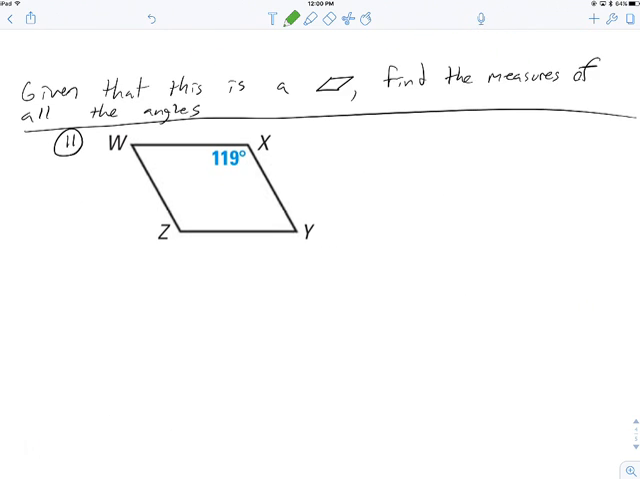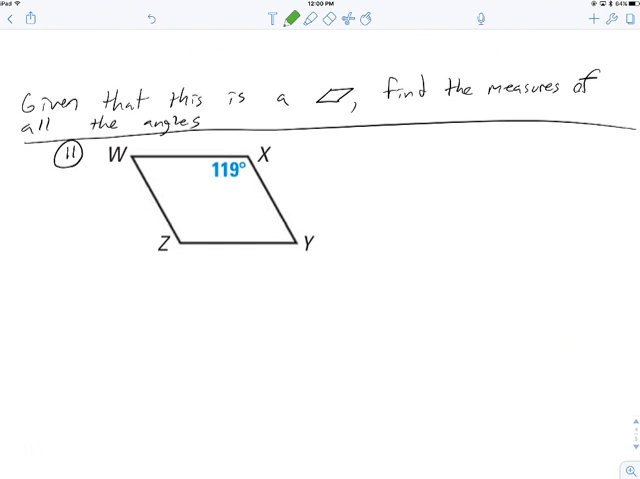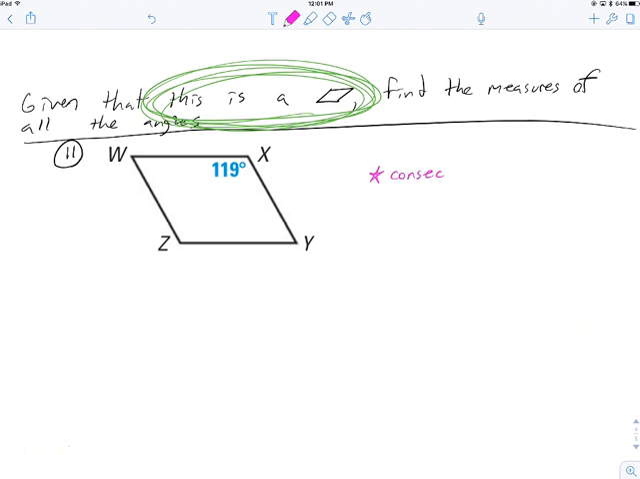Let's do one more here. This is another one from the homework. So given that this is a parallelogram, that's important, find the measures of all the angles. Okay. So first off, I know that consecutive angles are supplementary. So that means I know that W plus X is 180. I know X plus Y is 180. So I'm going to go ahead and say the measure of angle W plus 119 degrees is 180.